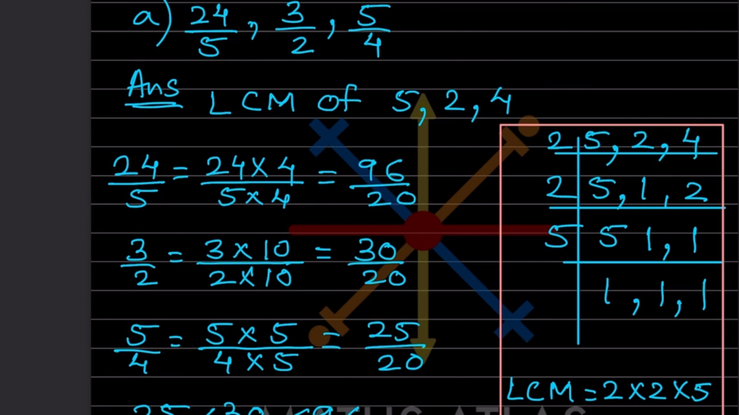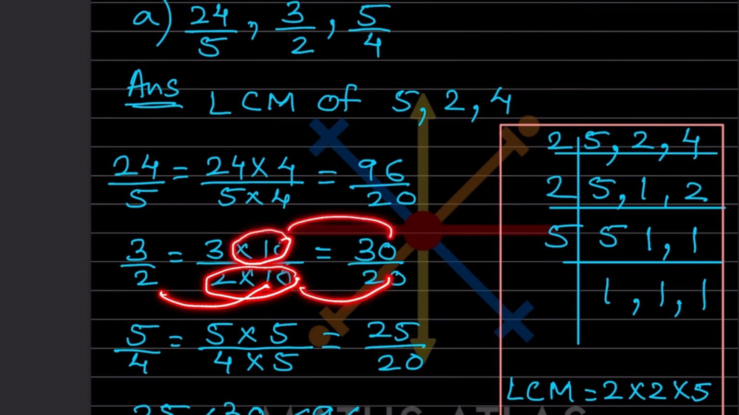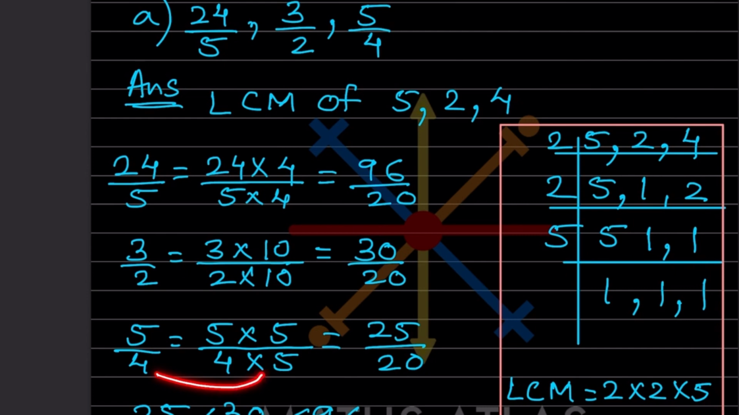So now look here. 24 by 5. You want the LCM 20. 5 4s are 20, so multiply by 4 here, and here also multiply by 4. So this will be 96 by 20. Again for this one, make it 20. 2 10s are 20, and 3 10s are 30. So 30 by 20. Again, this one, make it 20: 4 5s are 20. Here multiply by 5, and here also multiply by 5. That is 25 by 20.